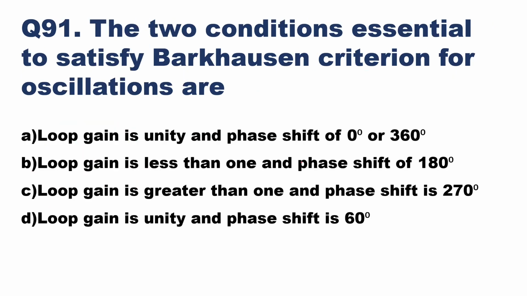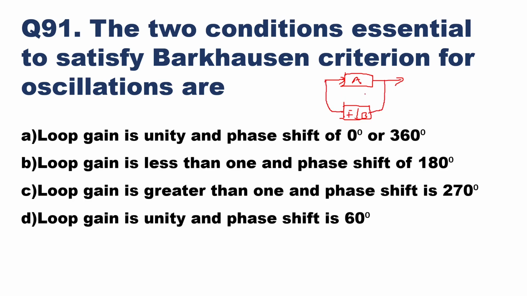Then we'll go to the next question. The two conditions essential to satisfy the Barkhausen criteria for oscillations are: now, we have studied these criteria which were necessary for the circuit to oscillate. Here we had an amplifier circuit and a feedback circuit. Here we gave the input, and here we got the output of the amplifier. Now this output goes through the feedback back to the input.